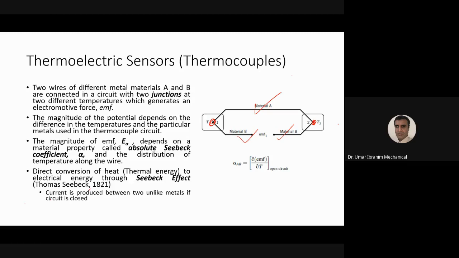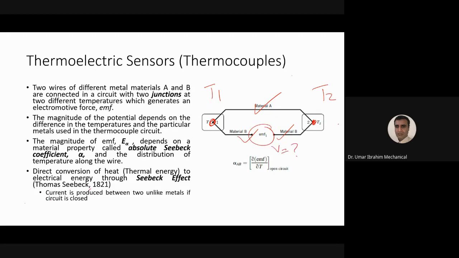And this is your thermocouple now. This is your thermocouple. Now, if there exists a temperature difference between these two junctions, T1 and T2, and of course you have two different materials, then there will be some output voltage.